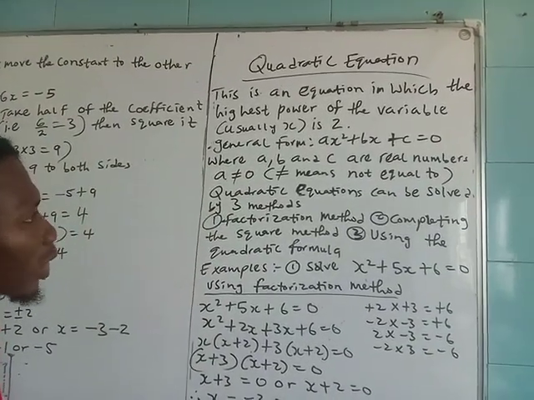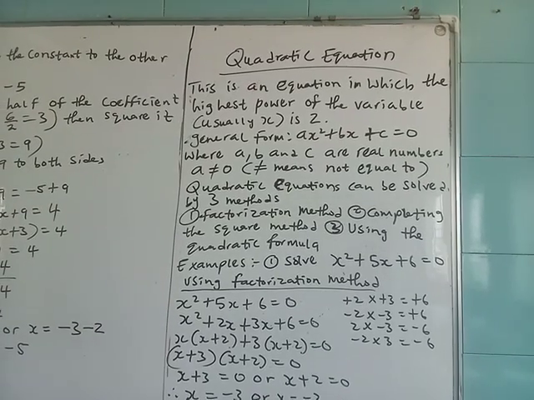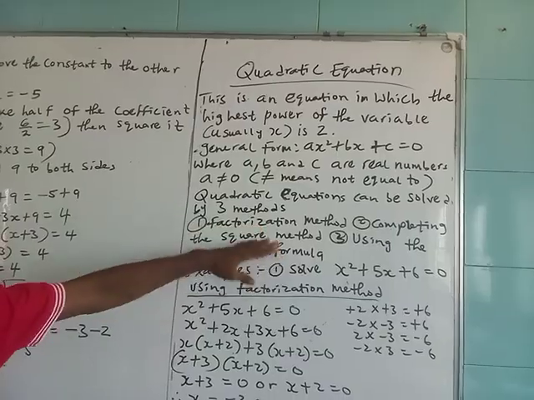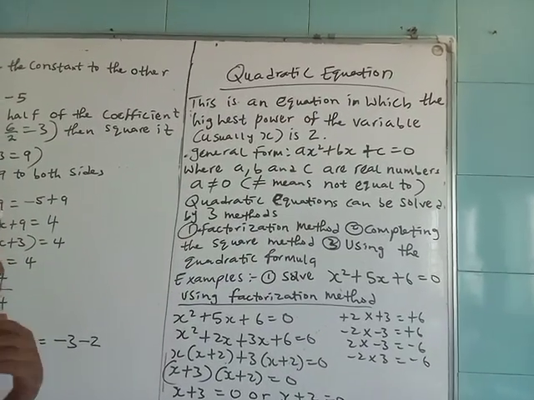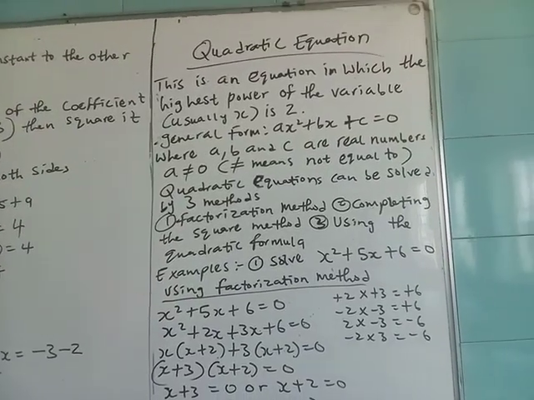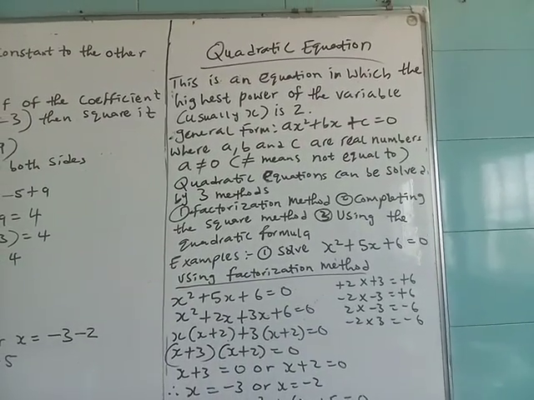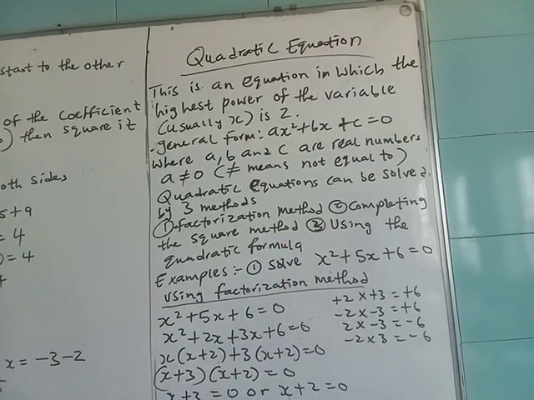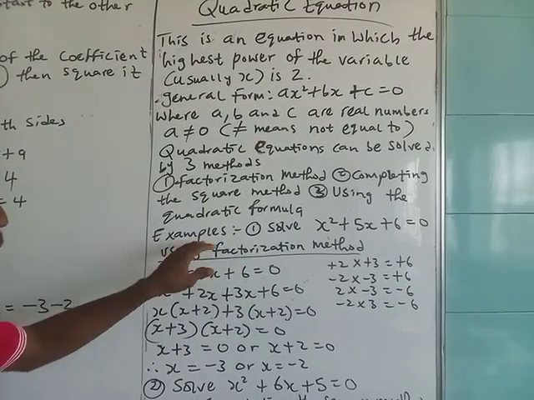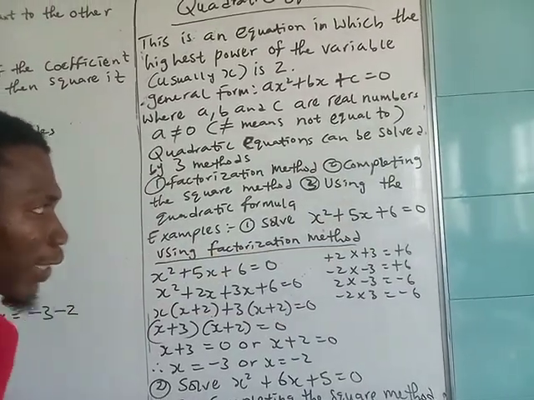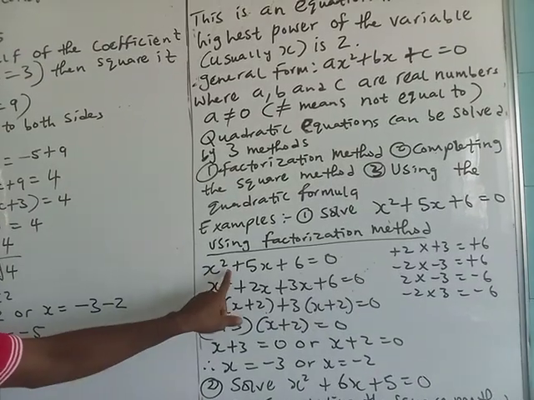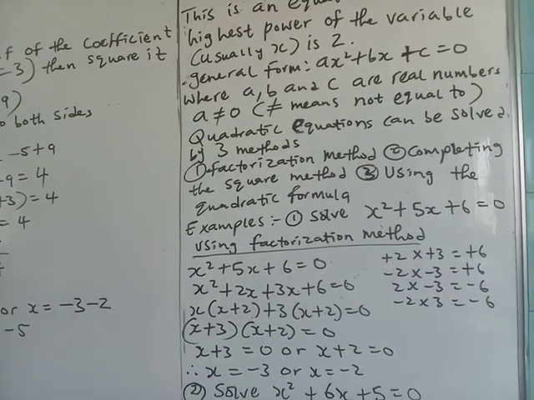Now, quadratic equations can be solved by three methods. We have the factorization method, the completing the square method, and using the quadratic formula, that is the formula method. We are going to solve a question using the factorization method. Example: solve x squared plus 5x plus 6 equal to 0, using the factorization method.